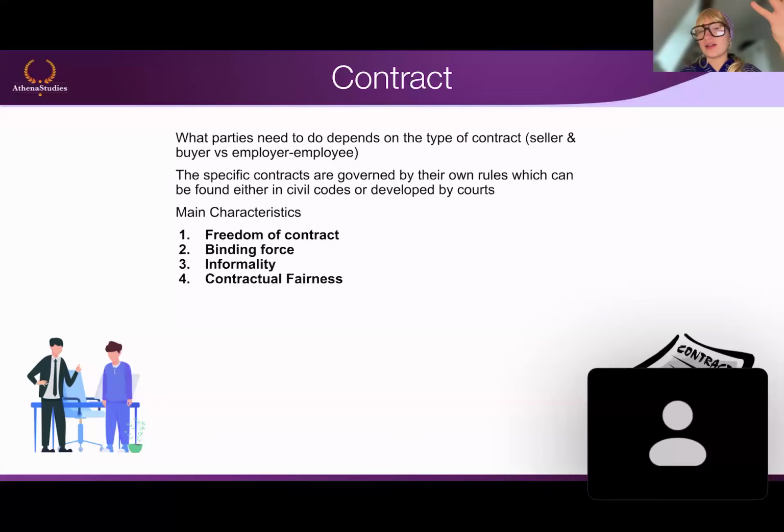Second, we have the binding force. What binding force tells us is that contract is binding on the parties upon the same level, and no status, money, anything is taken into account in here because it is a democratically enacted statute. This may seem unrealistic because, of course, there are exceptions, which we're going to discuss later.